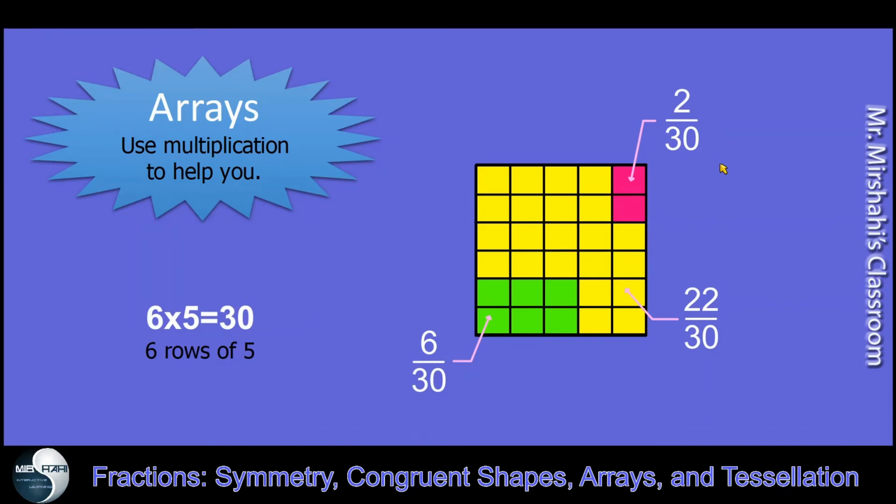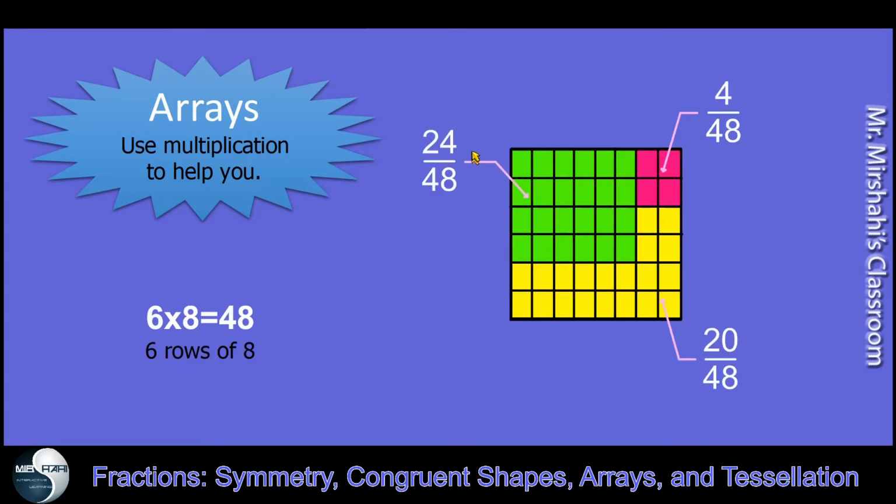Let's move on to another one. This one is different. Here we have 6 rows of 5. We have 30 tiles here. So the bottom number or the denominator is 30. That's the total. Remember, the bottom number is always the total. It's called the denominator. So 6 30ths are green. 22 30ths are yellow. 2 30ths are reddish or purplish.